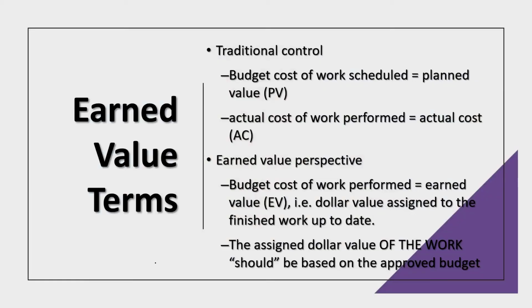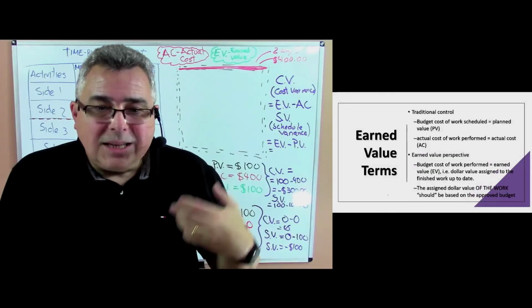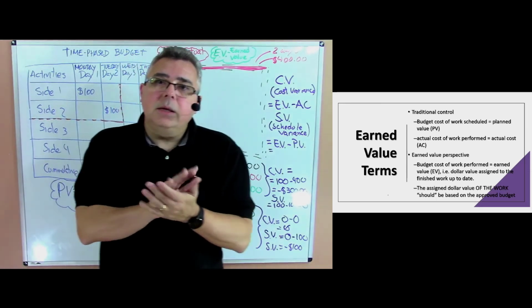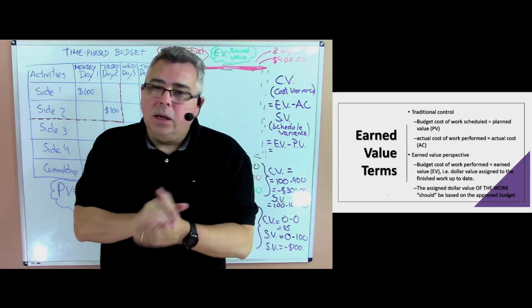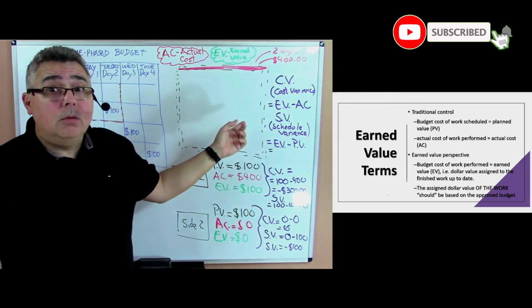So for earned value, we use 3 indicators: PV, planned value, AC, actual cost, and EV, earned value. The EV, earned value, is the dollar value assigned to the finished work up to date. And the assigned dollars of the work should be based on the approved budget, the time-phased budget. So that is the beginning of understanding what earned value analysis is, okay? Time-phased budget and real work with the execution.